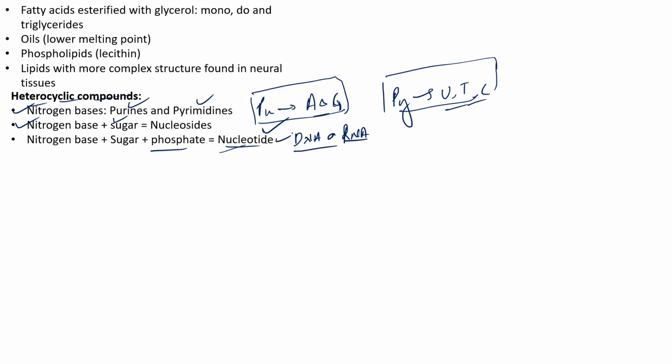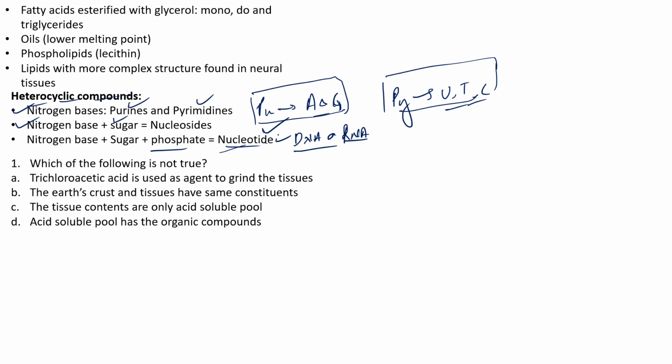Now we can look into some of the important questions for this chapter. The first question: which of the following is not true? Trichloroacetic acid is used as an agent to grind the tissues. The earth crust and the tissues have the same constituents. The tissue contents are only acid soluble. The acid soluble pool has organic compounds.